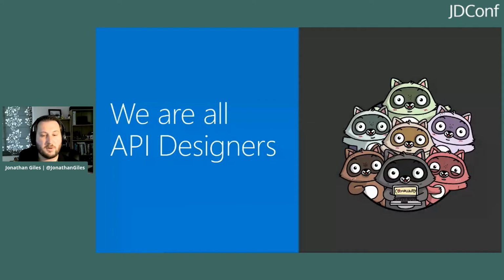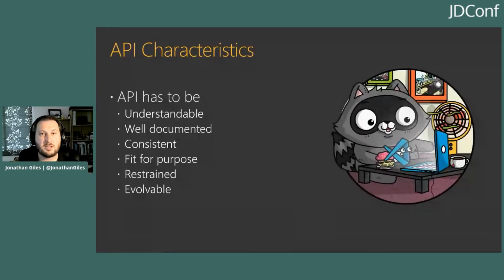So what I'm going to spend the rest of the talk speaking about is just a few API characteristics. I'm going to talk about the importance of it being understandable, well-documented, consistent, fit for purpose, restrained. I don't have time to talk about evolvable. I've cut that one out already.